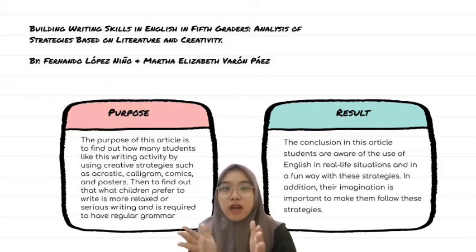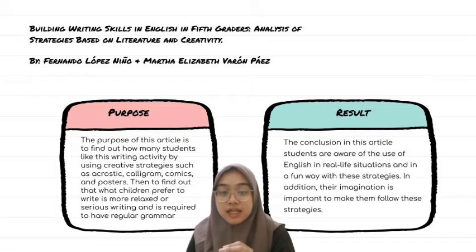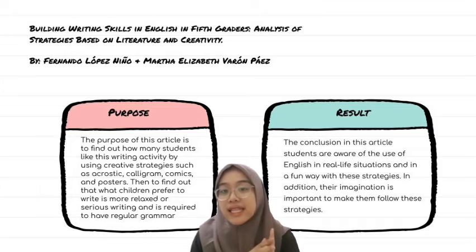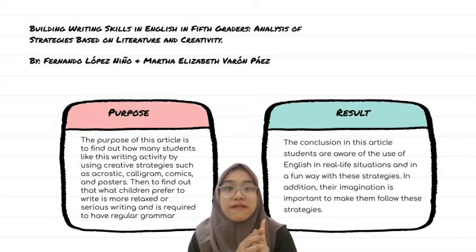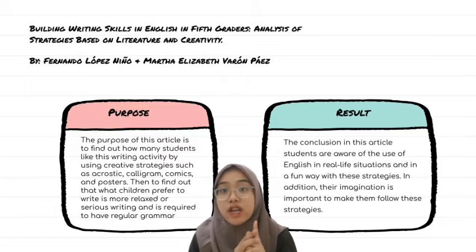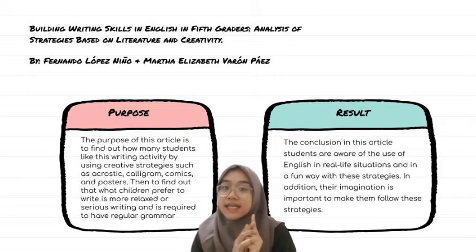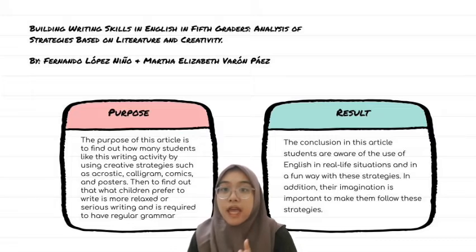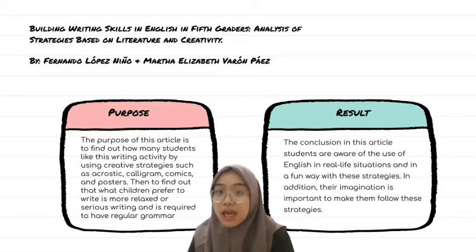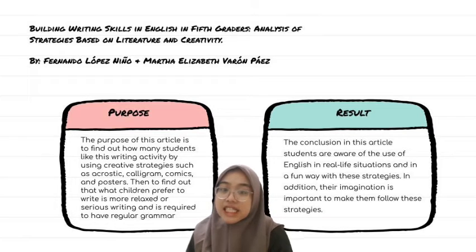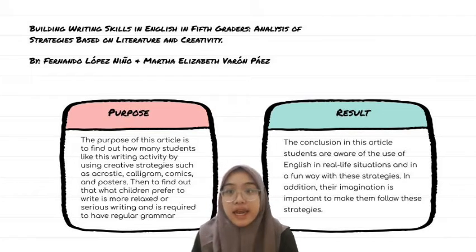So I will explain each article. The first article is building writing skill in English in 5th grade, analysis of strategies based on literature and creativity by Fernando Lopez Nino and Marta Elizabeth Ferran-Paz. The purpose of this article is to find out how many students like this writing activity by using creative strategies such as acrostic, calligram, comics, and posters.